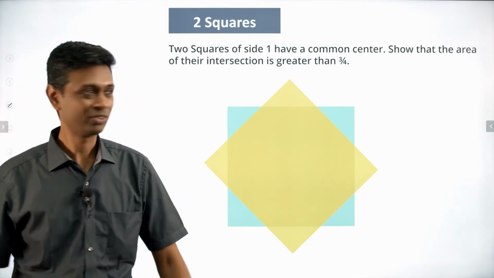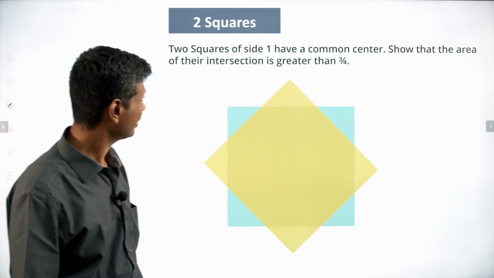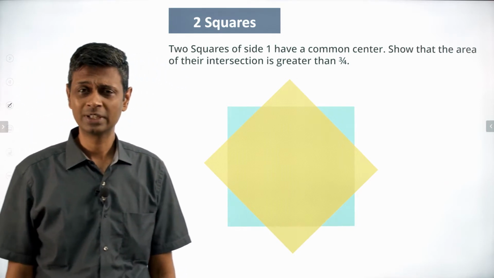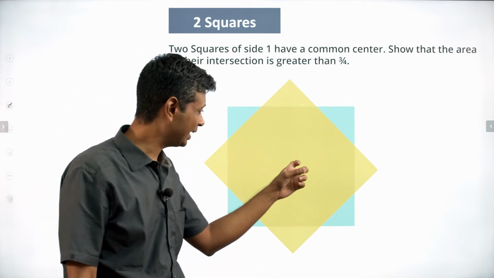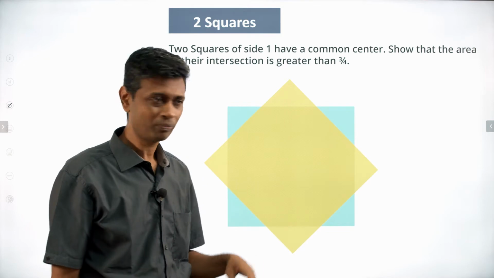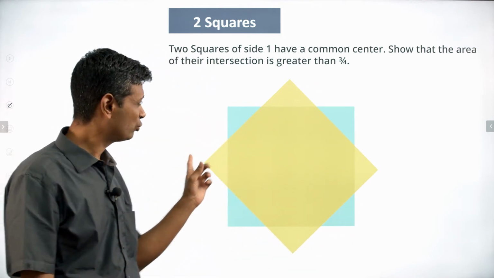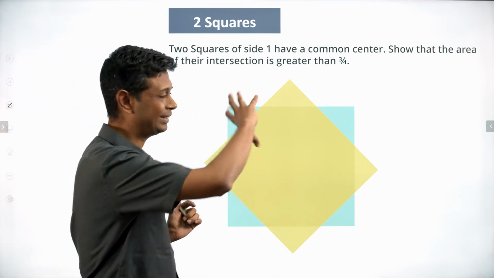Another beautiful question. Two squares of side 1 have a common center. Show that the area of their intersection is greater than 3/4. Intersection is overlap. The area here is greater than 3/4. The area of the square is 1 into 1. The area of this square is also 1. And they have a common center.